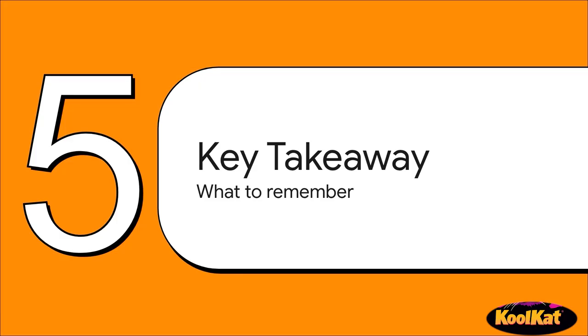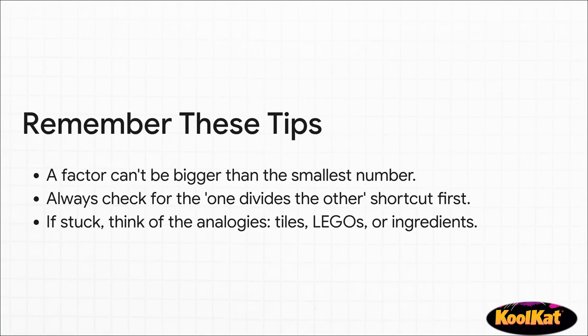Okay, let's lock all this in. I want to make sure you know exactly what to remember the next time you see a GCF problem out in the wild. So here are the most important things. First, that elimination rule. A factor is never bigger than the smallest number. Second, always check for that shortcut first. Does the small number divide the big one? It will save you so much time. And finally, if you ever get stuck, just think back to the analogies. Are you looking for the biggest tile, the biggest shared Lego, or the common recipe ingredients? They'll all get you to the right answer.